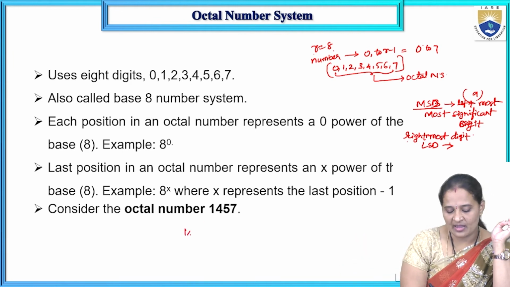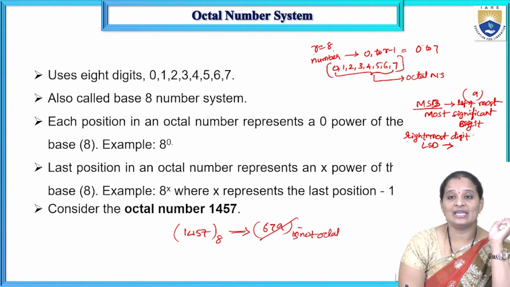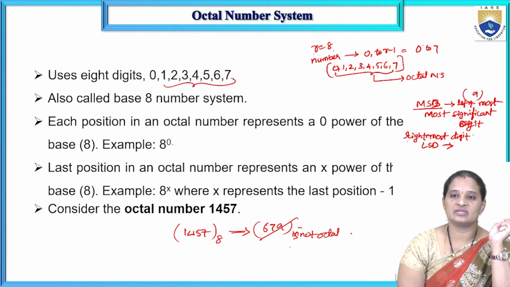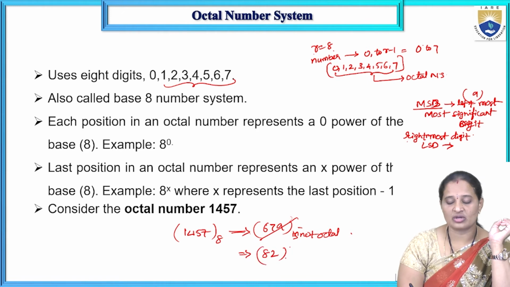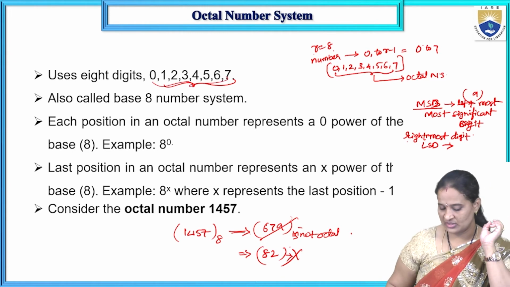So here, this is a valid octal number, and I can represent this as base 8. Whereas 679 is not a valid octal number, because it includes 9, and 9 is not present in the symbols of the octal number system. So that is why we cannot consider this an octal number. Even if I have 82, is this an octal number? No, again this is not an octal number because it includes 8. Only the symbols 0 to 7 are allowed in the octal number system.